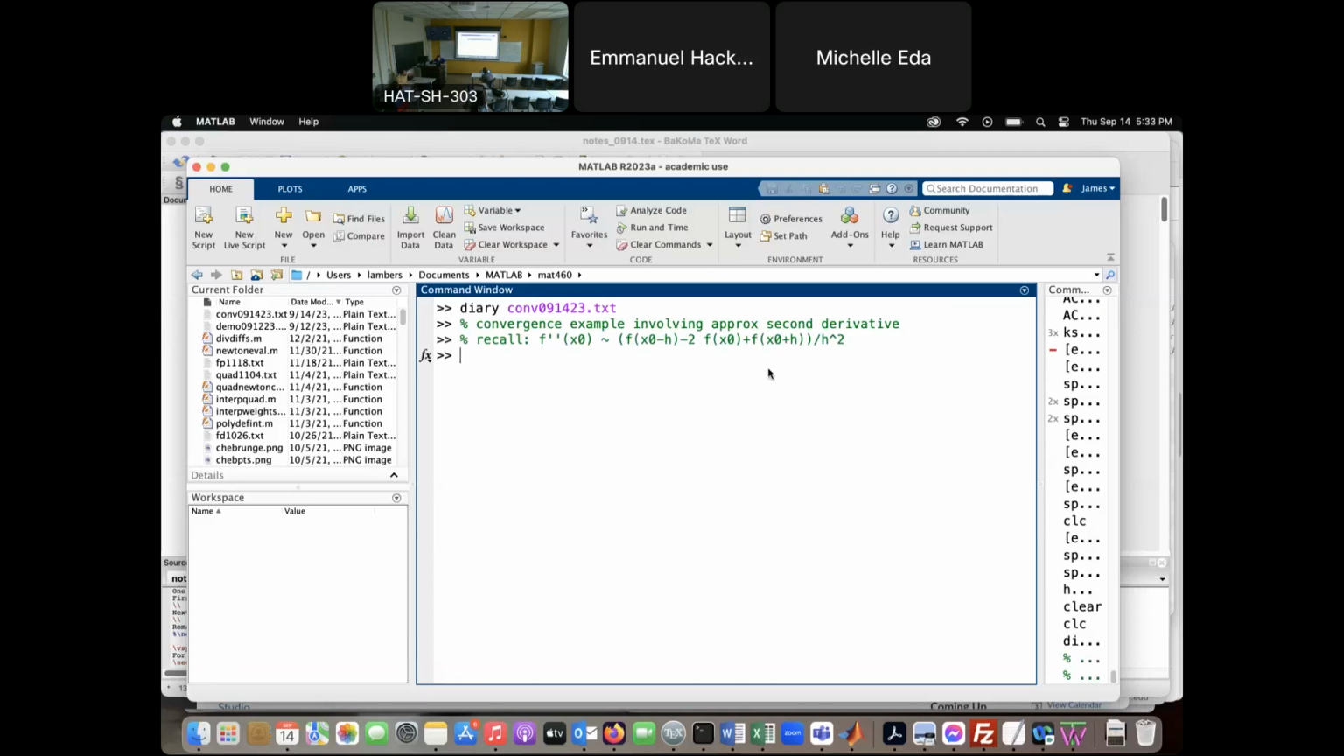So for this example, I'm going to set f of x equal to sine x. My x naught will be pi over 4. And then I'm going to use for the value of h at the outset 0.1. So now I'm going to set these values. So x naught is pi over 4, h is 0.1.